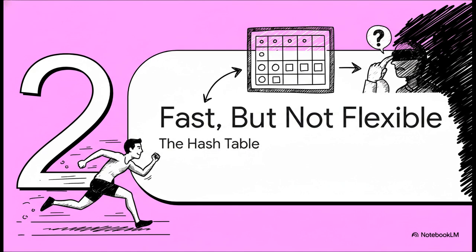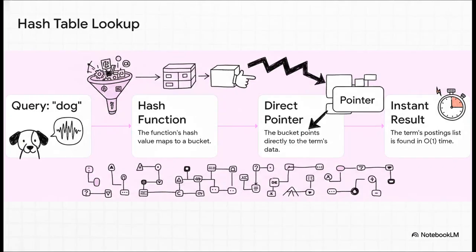So, if speed is everything, what's the fastest tool in our toolbox? That would be the hash table. It is the absolute sprinter of the data structure world, but as we're about to find out, it has a pretty major blind spot. A hash table is just brilliant in its simplicity. You give it a word, let's say dog. A special hash function instantly converts that word into a unique address, pointing you directly to its location in the dictionary. There's no searching involved. It's a direct jump. This is what we call an O of 1 or constant time lookup. It's as fast as it gets, period.